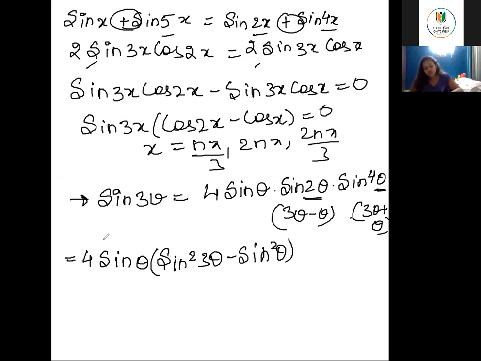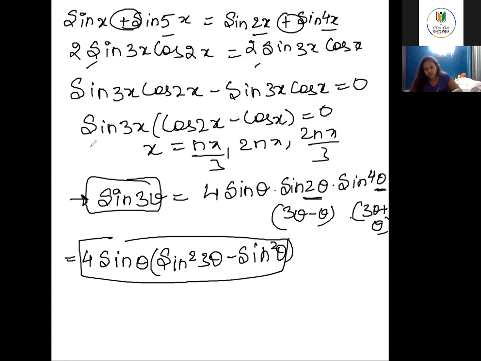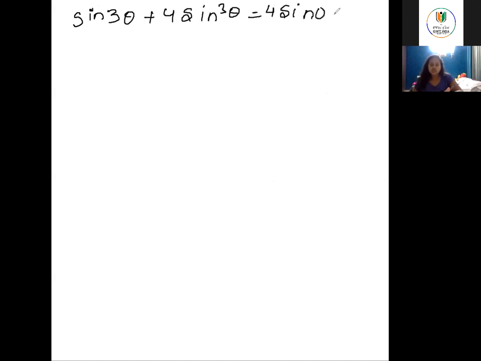Okay, now you can just transfer this right hand side value to the left hand side. Can I clear all of this? Then I can write the full answer here. So on the left hand side, if you transfer, what do you have? You have sine 3 theta plus 4 sine cube theta is equal to 4 sine theta sine square 3 theta.